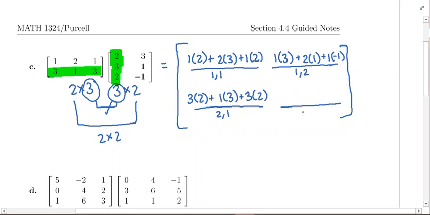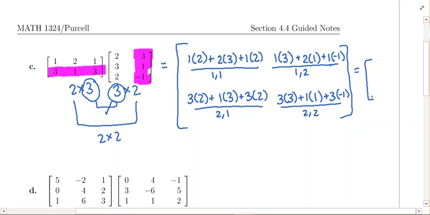Last position. This guy is located in the second row, second column. So let's go identify what we need to do the dot product of. We've got to use the second row, second column here. Multiply your first numbers together, 3 times 3, your middle numbers, 1 times 1, and then your last numbers, 3 times negative 1. Add them up.